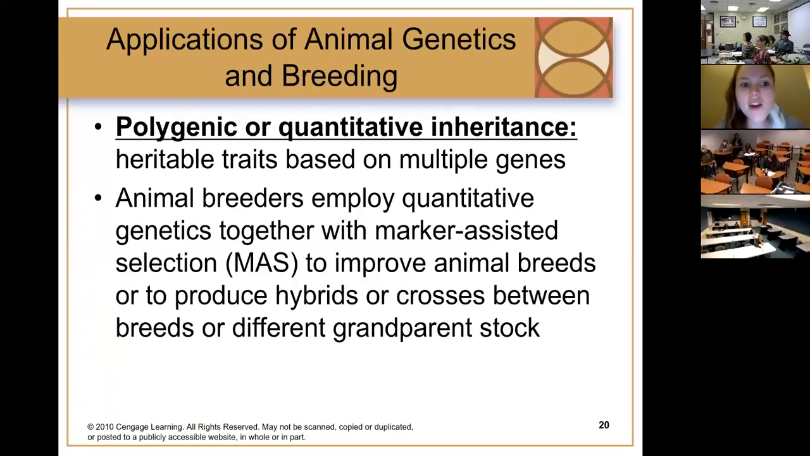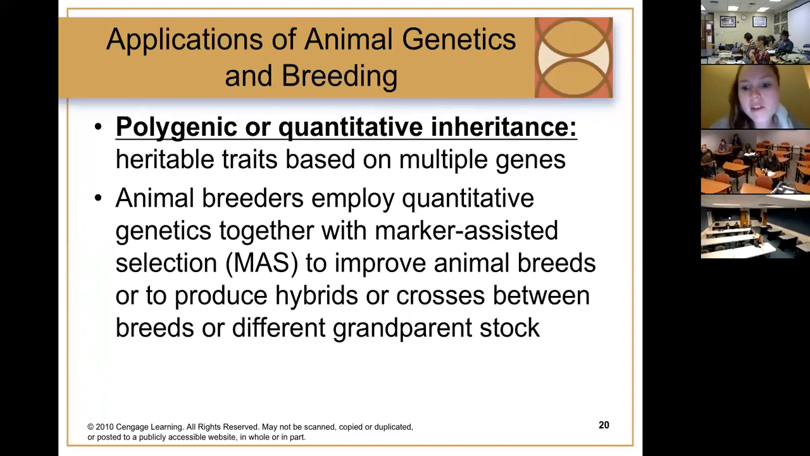So how can we apply animal genetics in breeding? There can be different types of inheritance. There can be what's called polygenic or quantitative inheritance, and that just means that the heritable traits are based on multiple genes. So remember poly, like polyestrous, many estrous cycles. The poly means a lot, multiple.